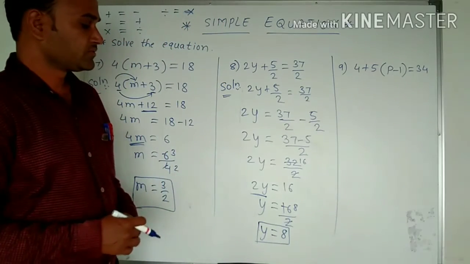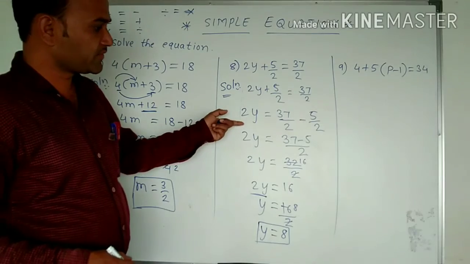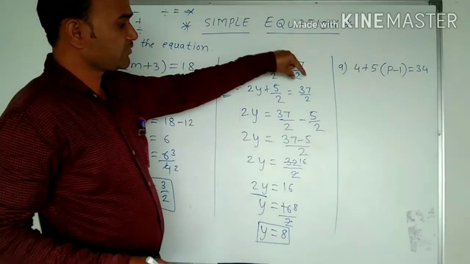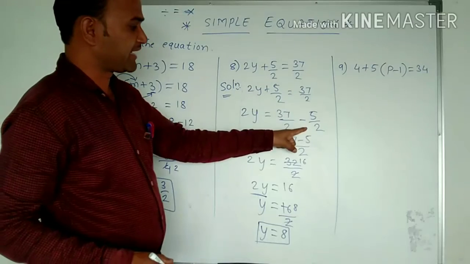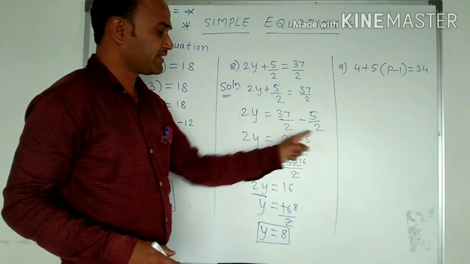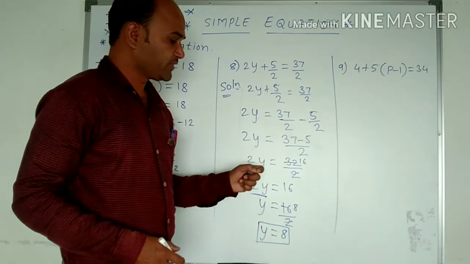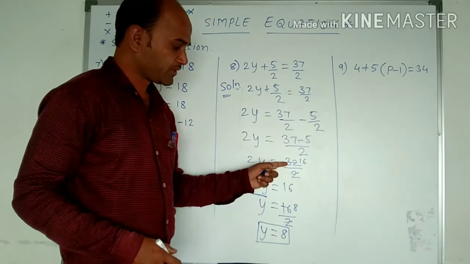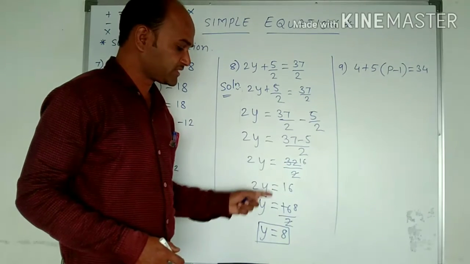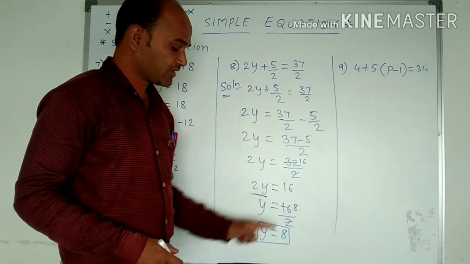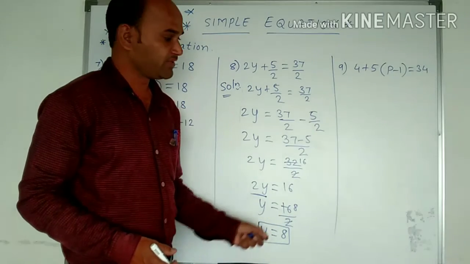Okay, so what did we do? Only first, we transferred the rational number: it was plus, it became minus. And after that the common denominator is there, so just 37 minus 5 we have done, that is 32. 32 divided by 2 becomes 16 we got, and after transposal of this 2 it comes in division. 2 1s are 2, 2 8s are 16, so y becomes 8 we got here.